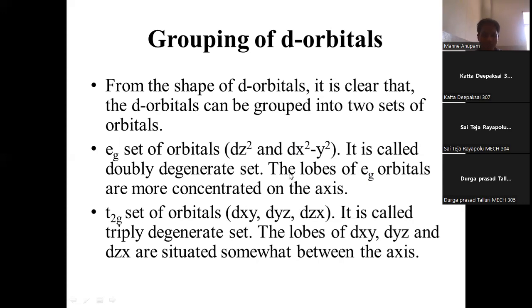In the next diagram we will see how the EG set of orbitals, the doubly degenerate orbitals, are more concentrated on the axis, and how the T2G set of orbitals are situated somewhat between the axis.